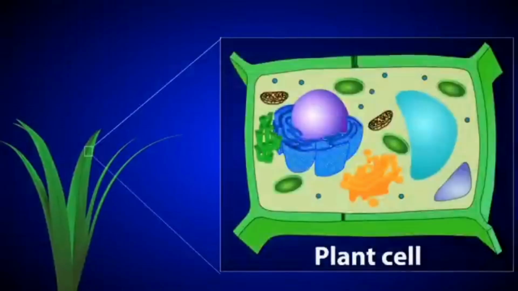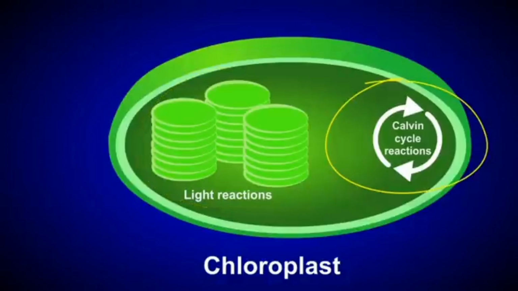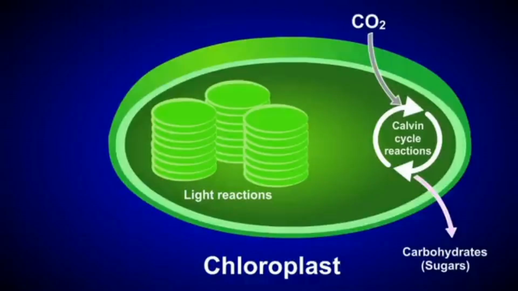The leaves of this plant have cells that carry out photosynthesis. If we zoom in on this photosynthetic plant cell, we can see the chloroplast, where the reactions of photosynthesis occur. Photosynthesis consists of two primary steps, the light reactions and the Calvin cycle reactions. In this tutorial, we'll focus exclusively on the Calvin cycle reactions. The overall purpose of the Calvin cycle is to convert carbon dioxide from the atmosphere into carbohydrates, or sugars, which the plant needs to power its cellular activities and build new plant structures.